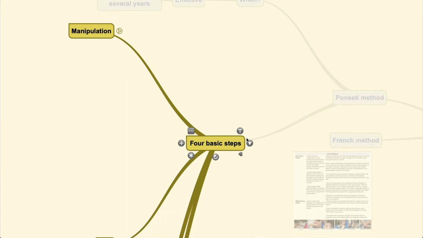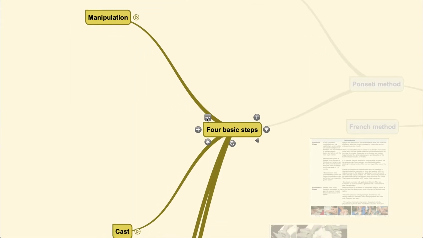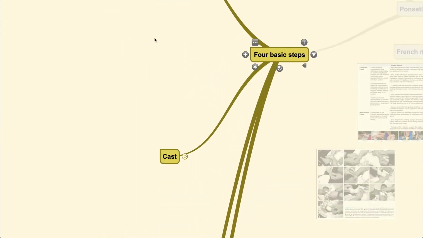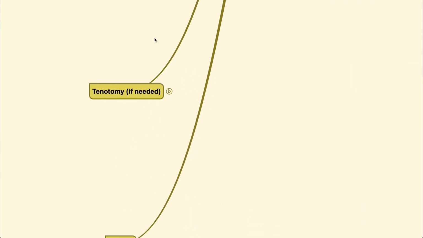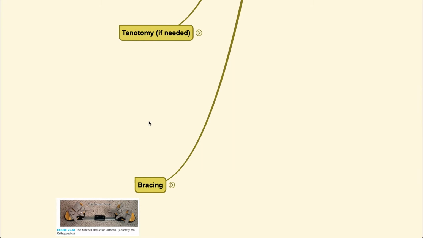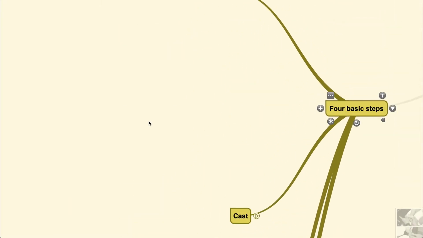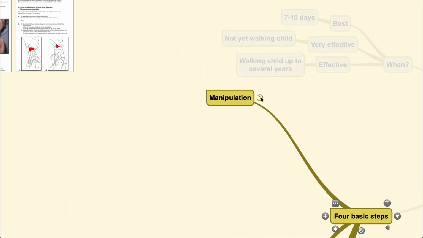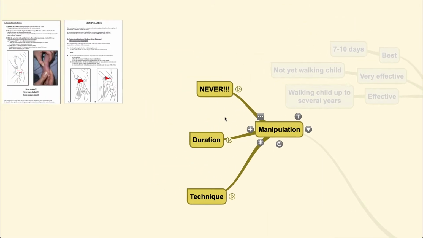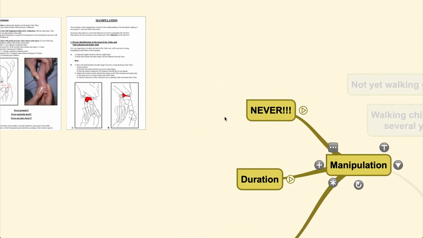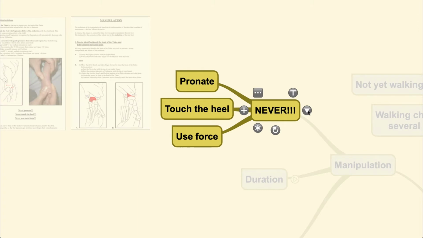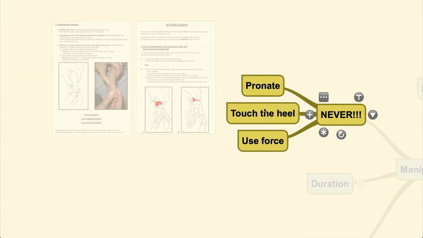There are actually 4 basic steps for the Ponseti method, which include manipulation, casting, Achilles tenotomy if needed, and finally bracing. We'll go through each of them right now. Starting with manipulation, there are certain things that you should never do while manipulating a foot, which include pronation, touching the heel, and using force.